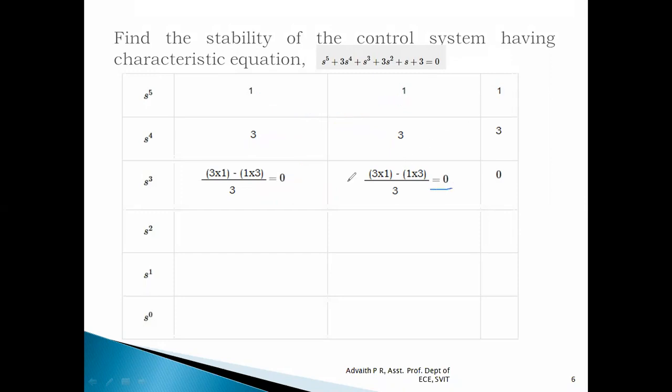Next, to obtain this value, 3 into 1 minus 1 into 3 divided by 3. Again, the value becomes equal to 0. Because there are no other terms over here, the next value will also be equal to 0. Now, if we observe the third row, that is the s to the power of 3 row, all the elements in that row are equal to 0. So when all the elements in a row are equal to 0, we have to go for special case 2. To eliminate this special case 2, we have to follow the steps which were discussed previously.